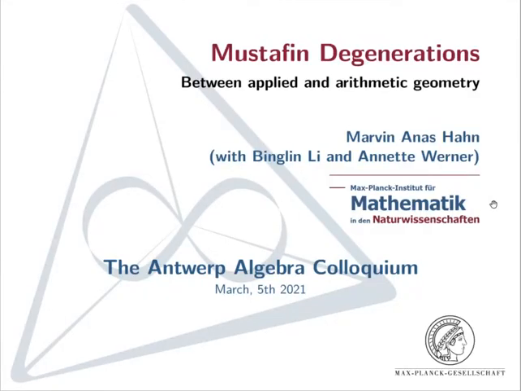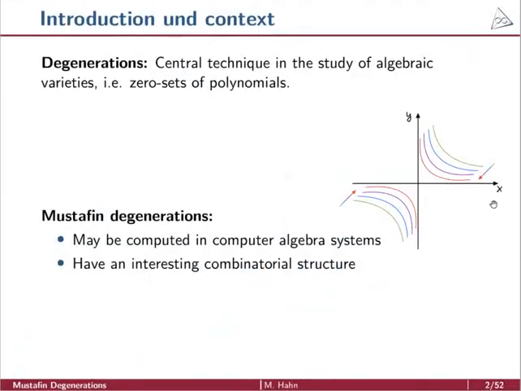My talk is titled Mustafin Degenerations between Applied and Arithmetic Geometry. The things I'm going to talk about are partially based on joint work with Bing-Ling Li and Annette Werner, but it's also going to be very general, and very vague, I should warn you, at least in parts. Okay, so what is the talk today about?